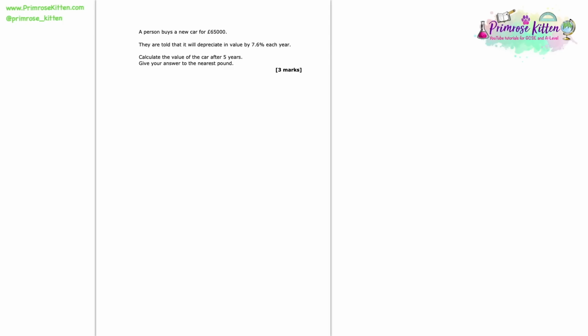A person buys a new car for £65,000. They're told that it's going to depreciate in value by 7.6% each year. And we're asked here to calculate the value of the car after 5 years, giving our answer to the nearest pound. So here we need to remember it's depreciating in value.